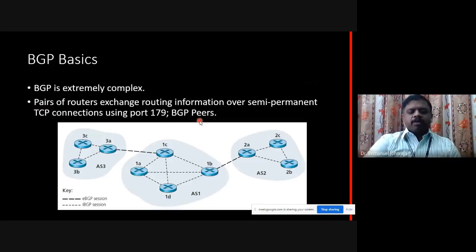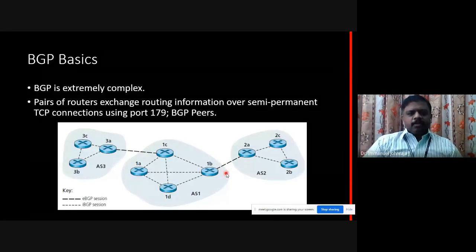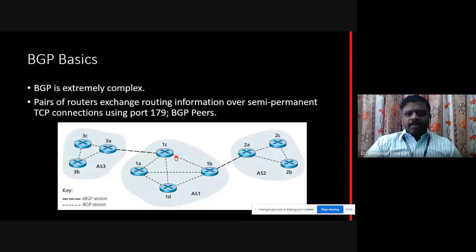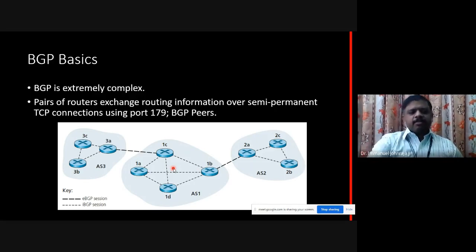So going back to our topology, when you have router 1B establish a TCP connection for BGP exchange with 2A, this is called eBGP. Okay, external BGP, very simple. So don't you guess, when you have a connection between 1C and 1B using BGP, that's going to be iBGP. No wonder it is internal BGP, right? So these are the two keywords we are getting newly.